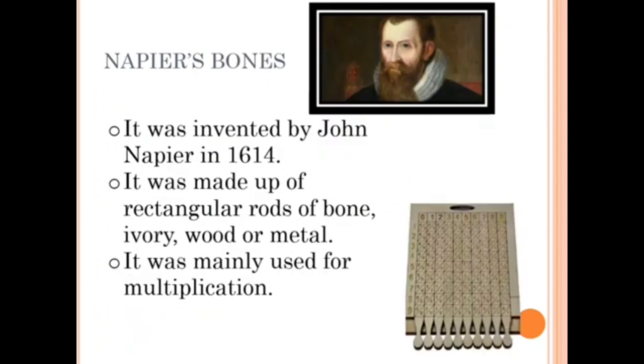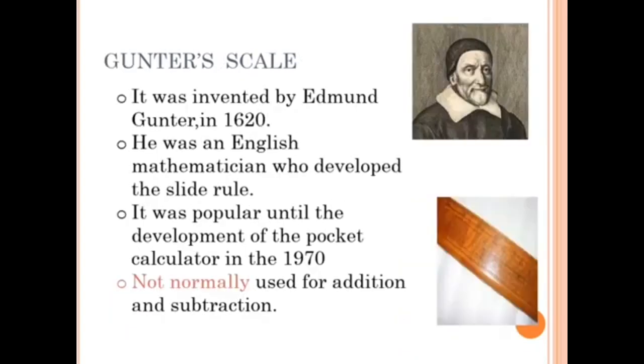The next one is Napier's bones. It was invented by John Napier, and it is made of rectangular rods, and it is used mainly for multiplication. The next one is the Gunter Scale. It was introduced by Edmund Gunter in 1620, and in this device we cannot do addition or subtraction, but the remaining operations we can do quite nicely.